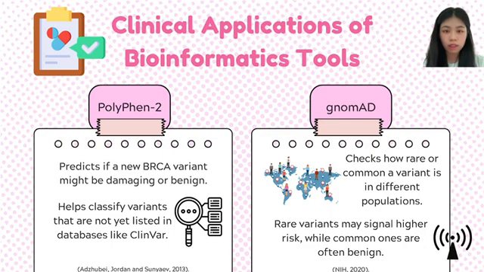Next is gnomAD. It shows how common or rare a variant is in the general population. If it's common, it's usually harmless, but if it's rare, it could be linked to a disease. This helps doctors focus on the variants that matter most.